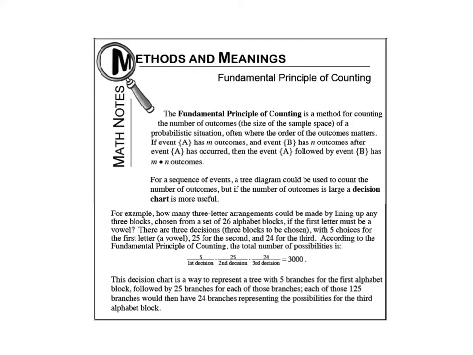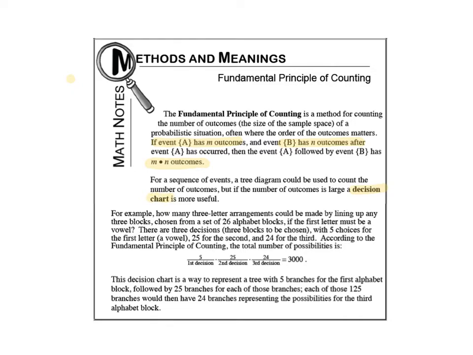Let's take a look at some problems involving the fundamental principle of counting. Just to review before we get into it, it's a method for counting the number of outcomes, where the order of outcomes oftentimes matters, and I'm looking at multiple events with different outcomes for each event. In order to find the total number of outcomes or sample space for the situation, you would multiply those together, and we often use what's called a decision chart.